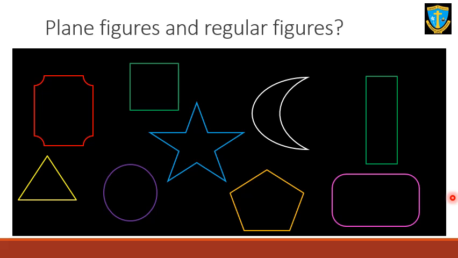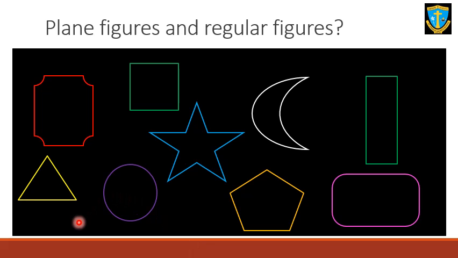Plane figures are those shapes that are flat and closed in by lines. They can have straight or curved lines, like this circle, the star, the crescent shape, this shape, even this one are plane figures, and some triangles. Now, which are the regular ones?